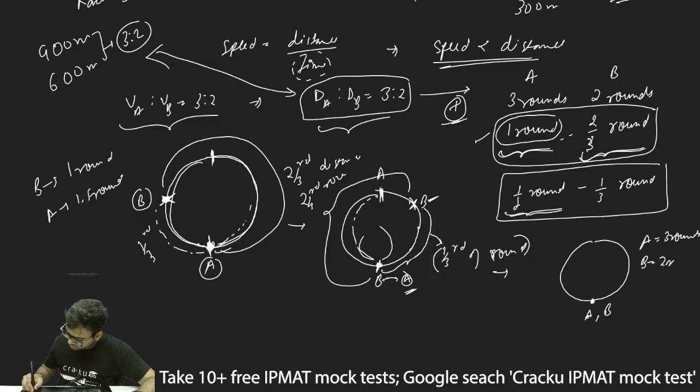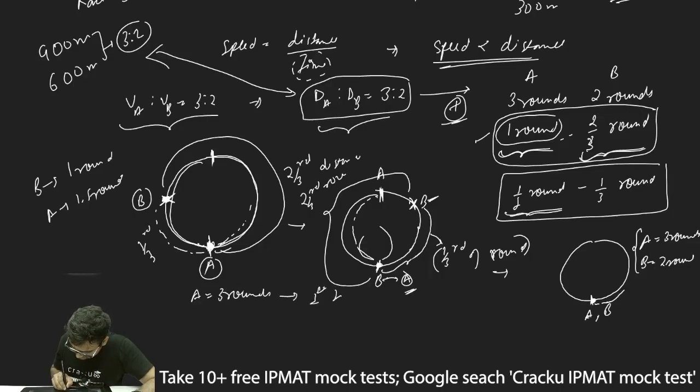B will cover 2 rounds, and this is the first time when A will be passing B, because now both of them are at the same position. So when A has covered 3 rounds, he is passing B for the first time.